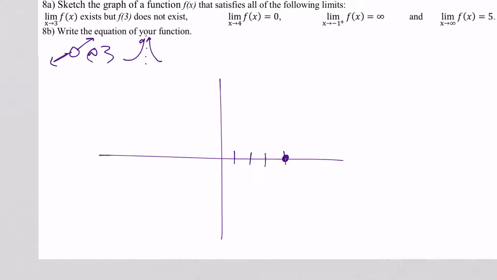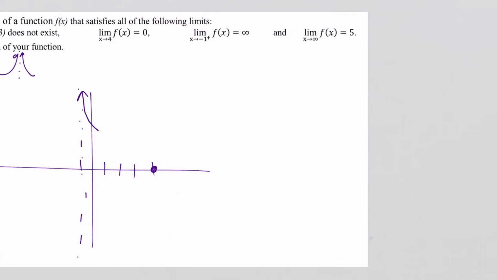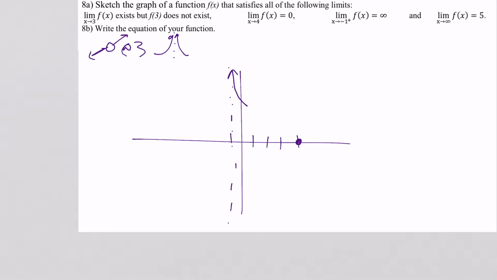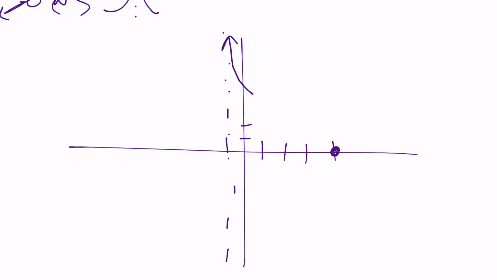Limit as x approaches -1 from the right. Well, -1, there we are, from the right, is infinity. So if the limit is infinity, we're talking about a vertical asymptote there. And it's positive infinity, so my graph has to be coming like that. Okay? And finally, the limit as x approaches infinity, so now we're talking about a horizontal asymptote, is 5. So let's go 1, 2, 3, 4, 5. I need to have a horizontal asymptote there.